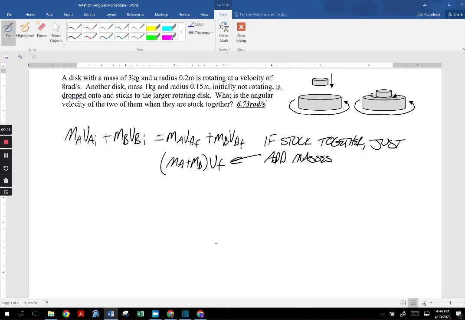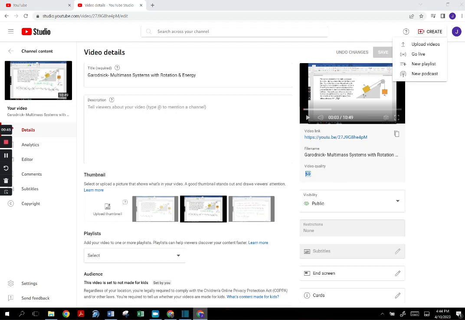Anyway, this video is to help you with rotational momentum, or angular momentum, and it's pretty straightforward. In the past, we've done translational momentum, where the sum of the momentums in the beginning equals the sum of the momentums in the end. If the masses are stuck together, we add their masses together. But the angular or rotational version of momentum, that's new.